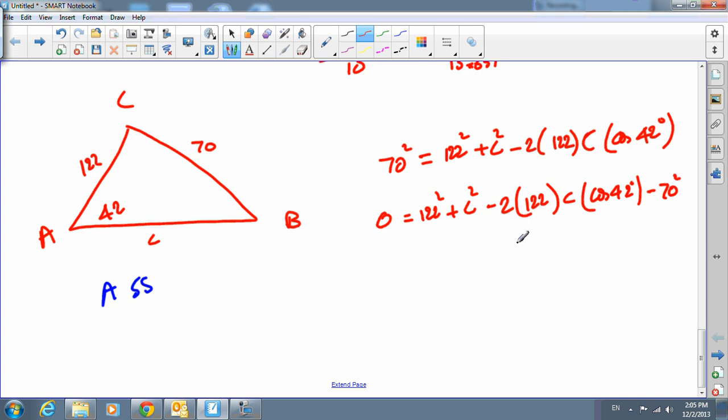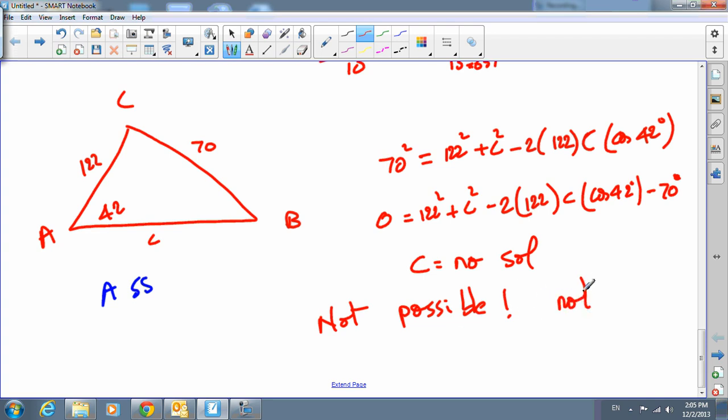If you try to solve this one, you will get that there is no solution for C. And because there is no solution, we will say not possible. In fact it's not possible because it's not a triangle. This is the third case. So I just showed you all three cases of side-side-angle.